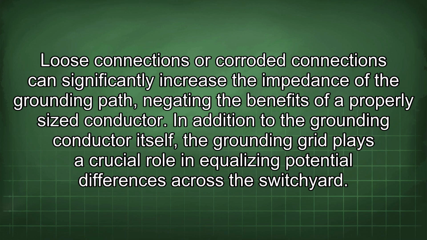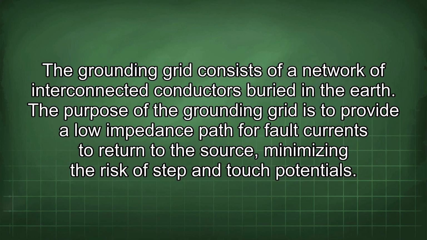sized conductor. In addition to the grounding conductor itself, the grounding grid plays a crucial role in equalizing potential differences across the switchyard. The grounding grid consists of a network of interconnected conductors buried in the earth. The purpose of the grounding grid is to provide a low impedance path for fault currents to return to the source, minimizing the risk of step and touch potentials.